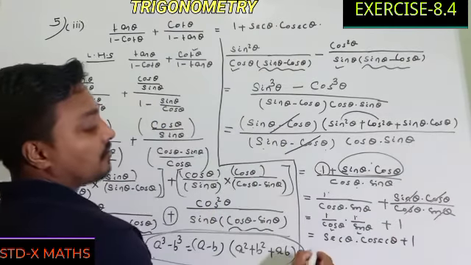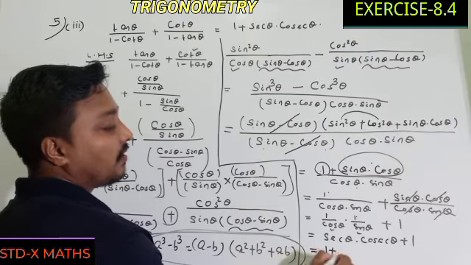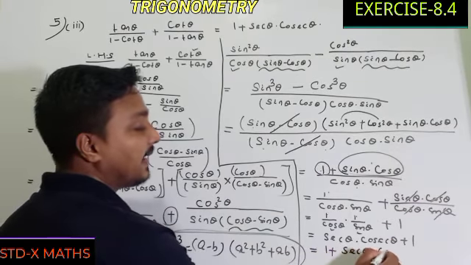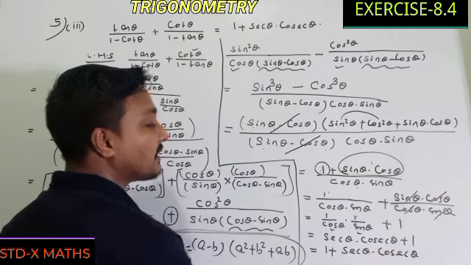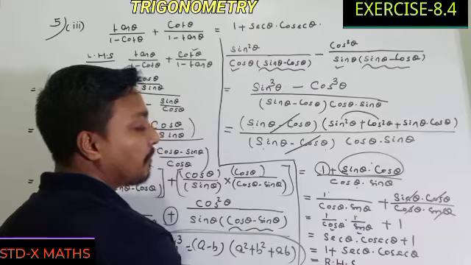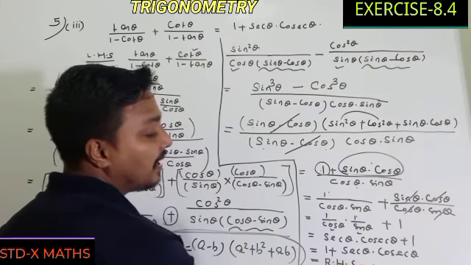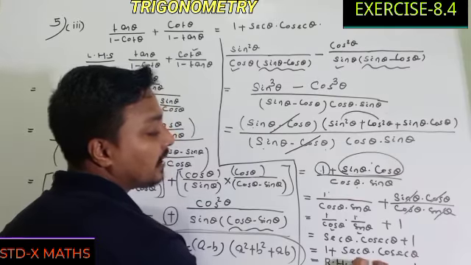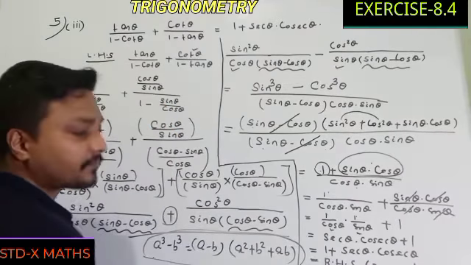The right side is the same; in perfect order I am writing 1 first, then sec theta, and then cosec theta. It means we started from the left hand side but finally reached our right hand side. So this question is proved.